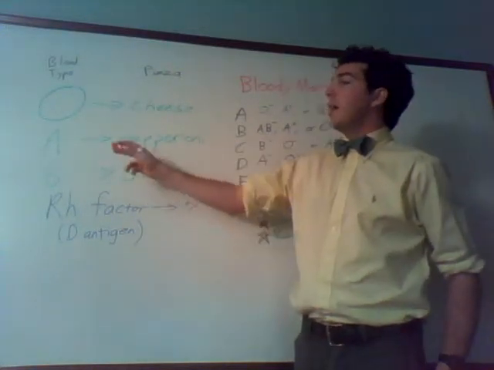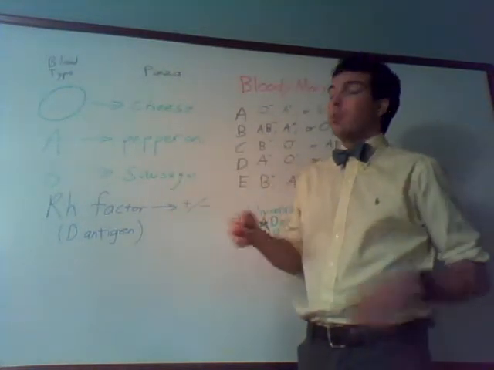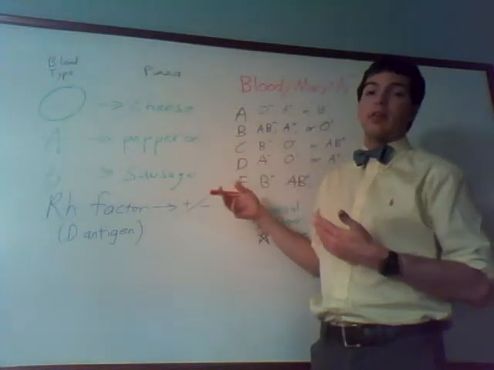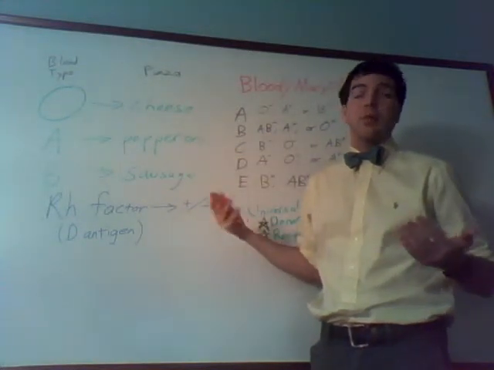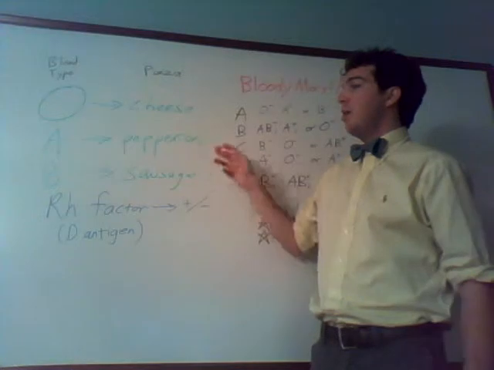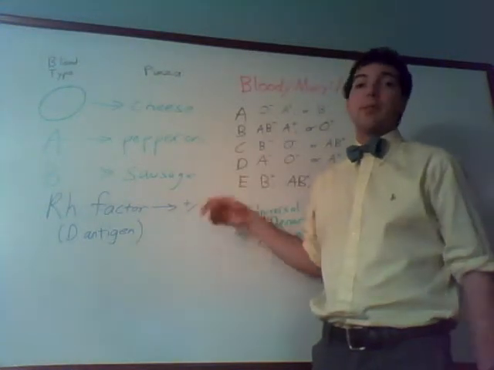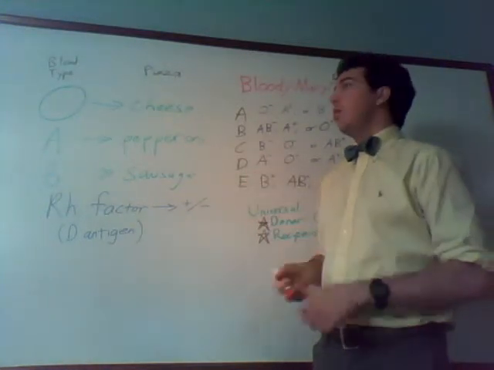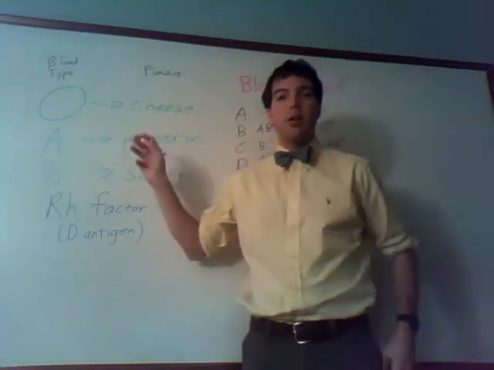So in this analogy, A is pepperoni, B is sausage. Now we can either have pepperoni pizza and sausage pizza, just as we can have the A or the B blood types, or you can have the AB blood type, which would be the meat lover's pizza, pepperoni and sausage. And also, we can just have an easy cheese pizza, the O blood type.